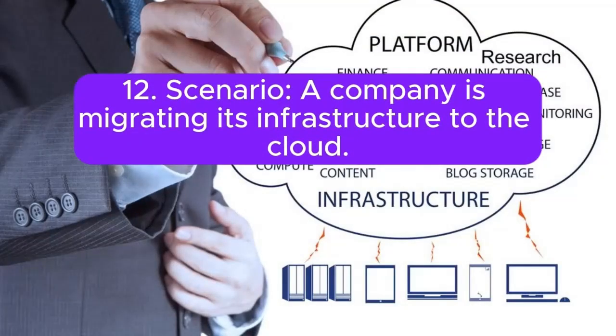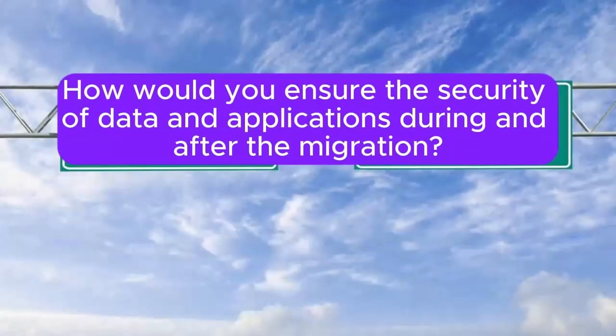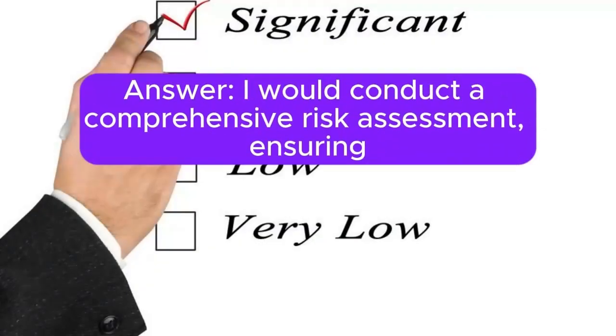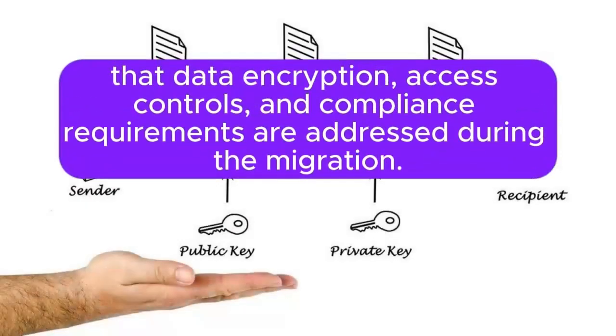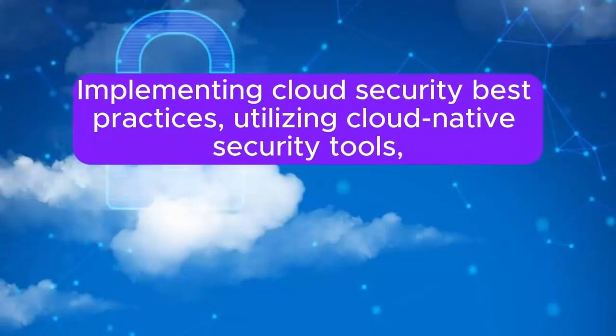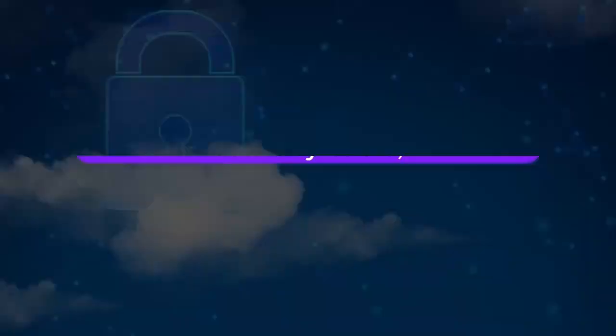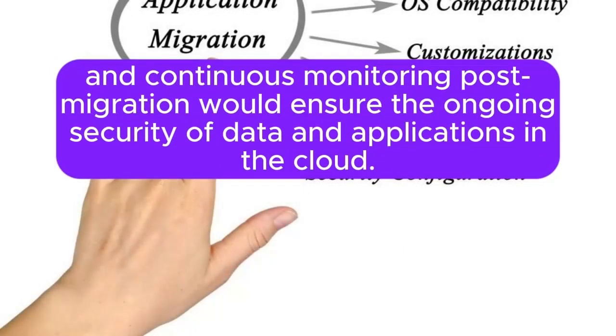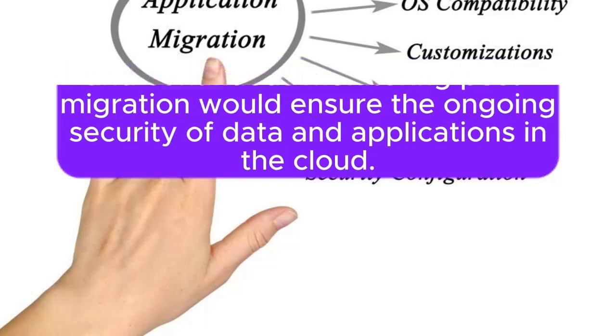12. Scenario: A company is migrating its infrastructure to the cloud. How would you ensure the security of data and applications during and after the migration? Answer: I would conduct a comprehensive risk assessment, ensuring that data encryption, access controls, and compliance requirements are addressed during the migration. Implementing cloud security best practices, utilizing cloud-native security tools, and continuous monitoring post-migration would ensure the ongoing security of data and applications in the cloud.